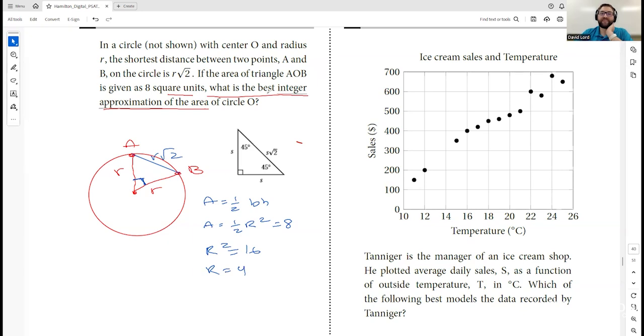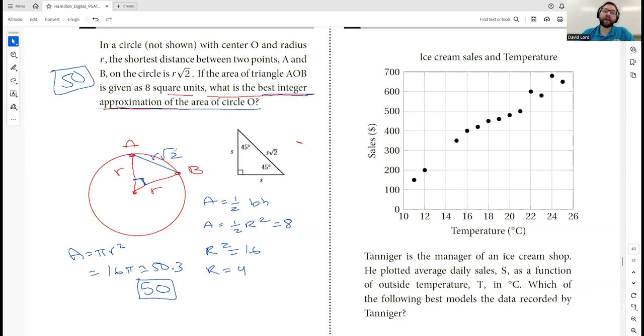But the question was also, what is the integer approximation of the area of the circle? Area of the circle is pi r squared. So we know r squared is 16. So it's going to be 16 pi, which is about 50.3. Since we want the best integer approximation, we're going to round down to 50. And that's why the answer was 50.